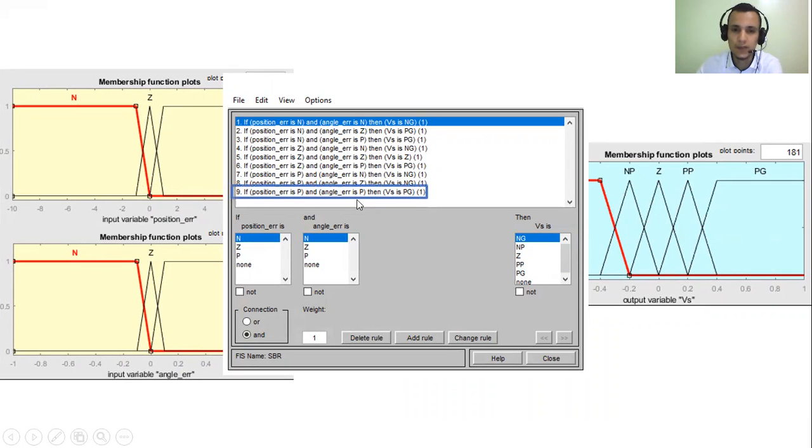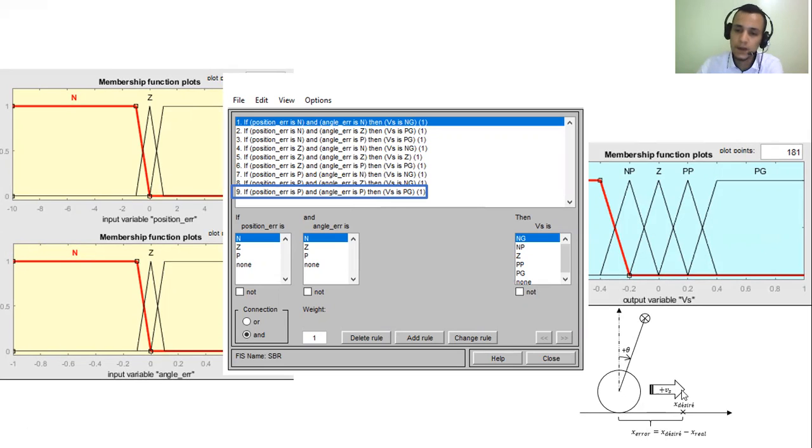We take, for example, the last rule. If position error is positive and angle error is positive, then Vs is big positive. So that's theta positive, and we have the x position error. The x error is positive, so we want to give plus Vs to the motor.